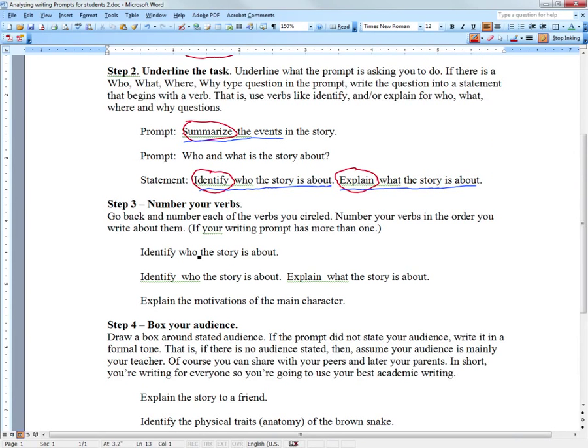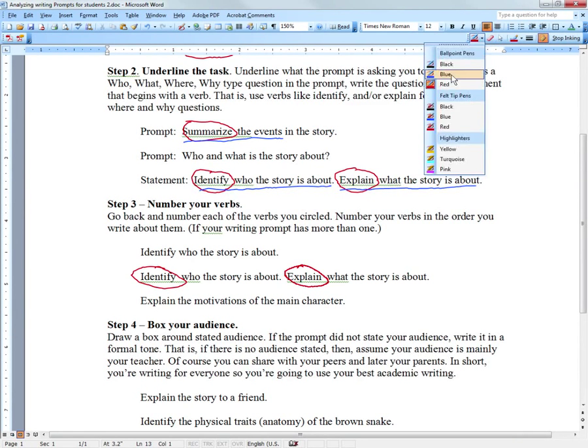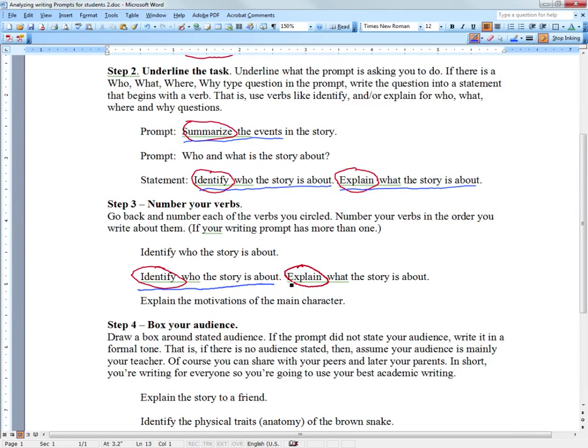So again, identify who the story is about. Explain what the story is about, right? And we underlined it. And I'm going to number them now, right? I use my black pen. This is my first task. This is my second task, right?